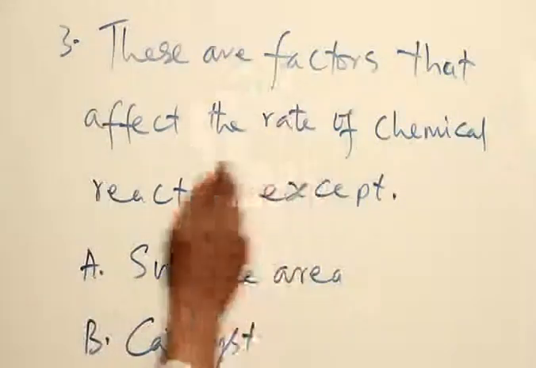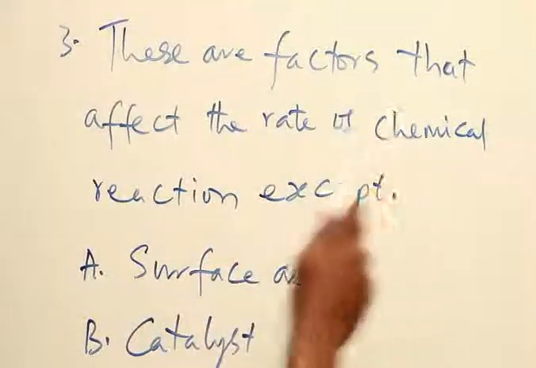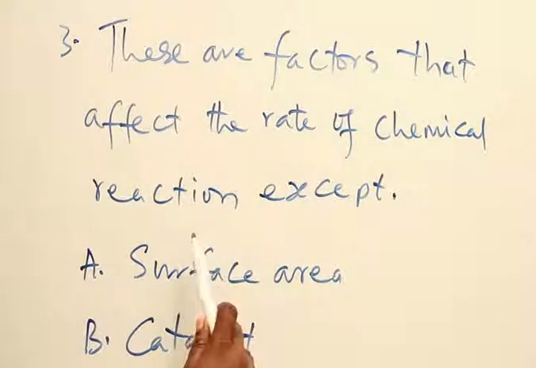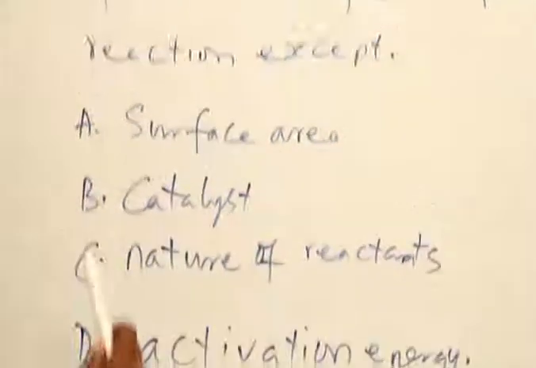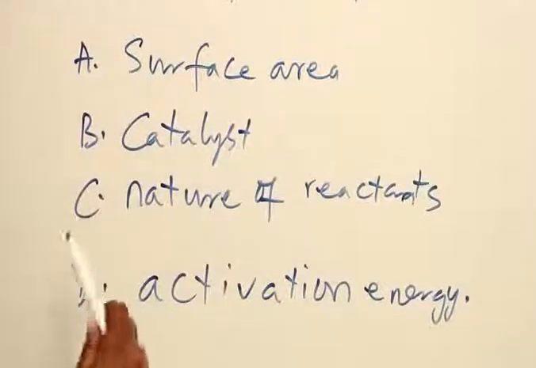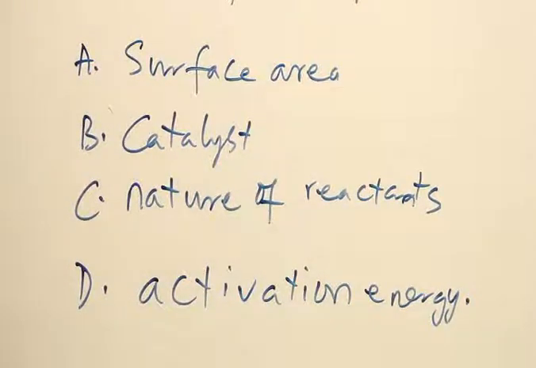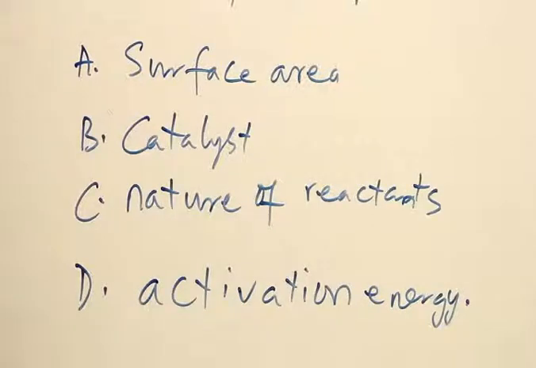Number 3, these are factors that affect the rate of chemical reaction except A. Surface area, B. Catalyst, C. Nature of reactants, D. Activation energy.